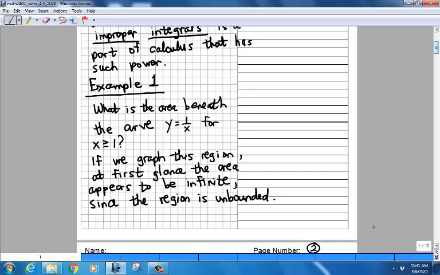It's a very typical type of calculus problem, though. We want to know what is the area beneath this curve, 1 over x. So that's a curve that we actually studied right from the beginning of the course. What is the area beneath this curve, 1 over x?